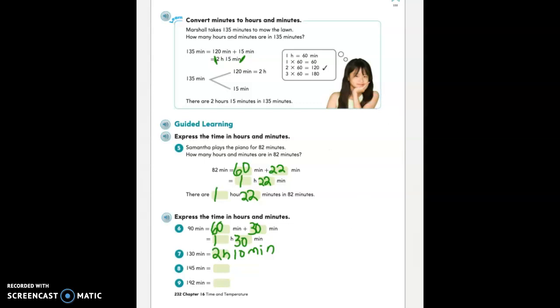145 minutes. I'm going to look up here. Okay, 2 hours is 120, but 3 is 180, so that's too much. So I'm going to say 145, I'm going to subtract 2 hours, and I'm left with 2 hours and 25 minutes.